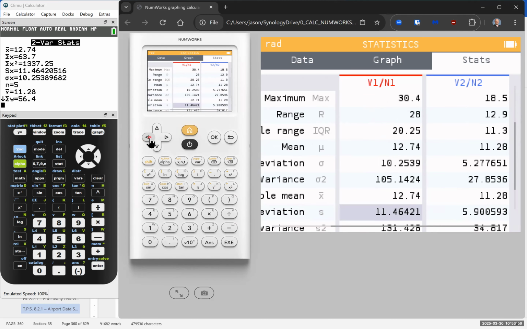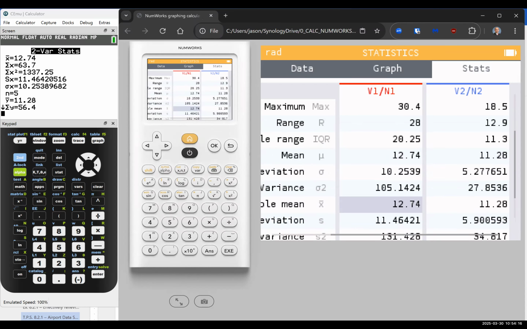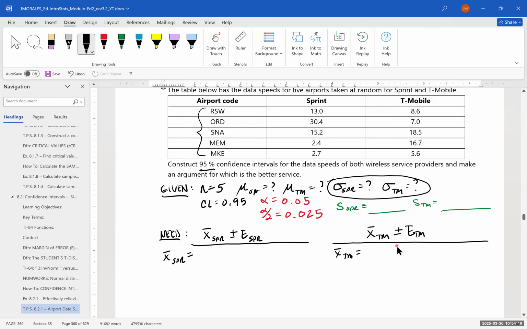You can see both of them have the same sample mean for Sprint, 12.74. And this y bar is the sample mean for the second list. So we have 11.28 and 11.28. Let me go ahead and write those down: 12.74 here and 11.28 there. Now let's see what sample standard deviation we have for Sprint and for T-Mobile.